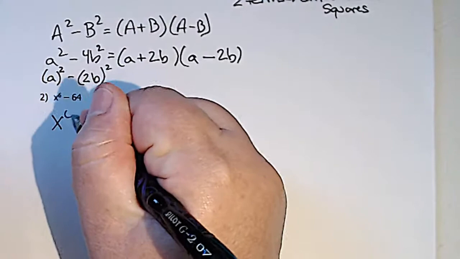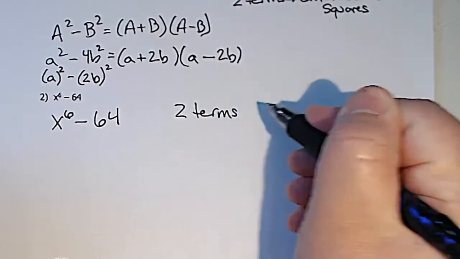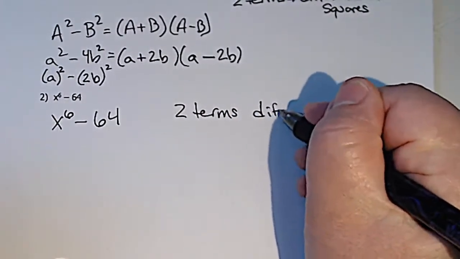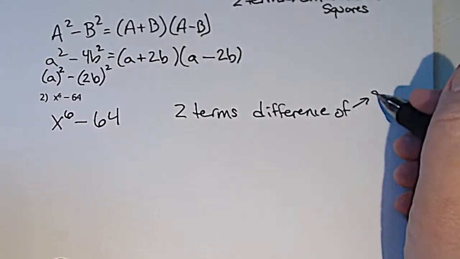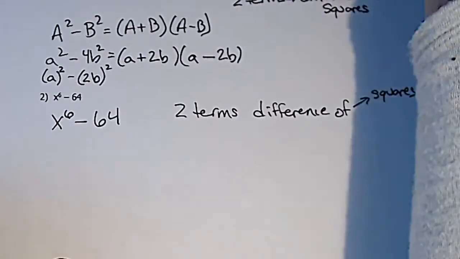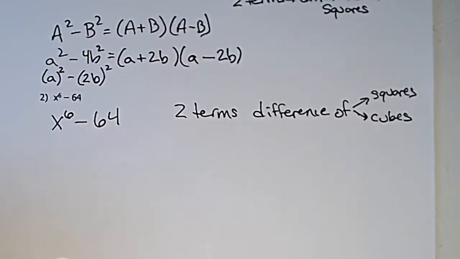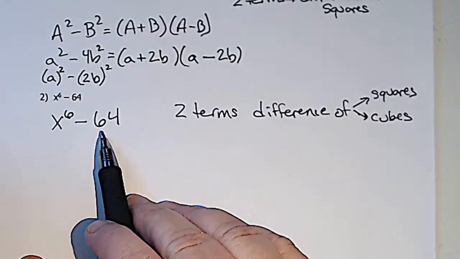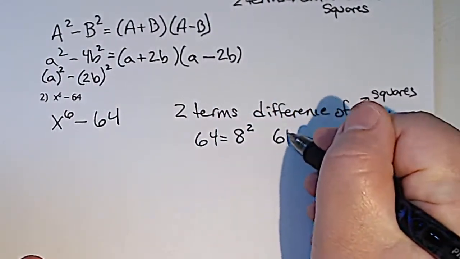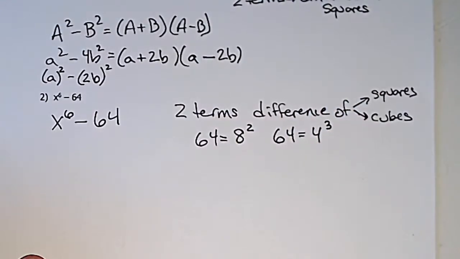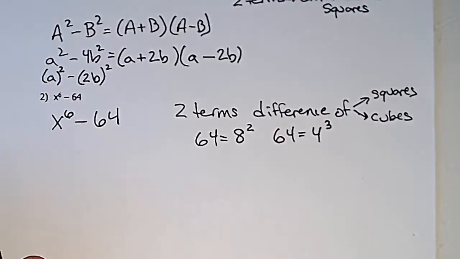Here, I've got x to the 6th minus 64. It's two terms, and it's a difference of, and the thing is it could be squares. Oh, that's exciting. Or it could be cubes. Because 64 is equal to 8 squared, and 64 is equal to 4 cubed. And x to the 6th can be a square or a cube. 2 and 3 both go into 6.